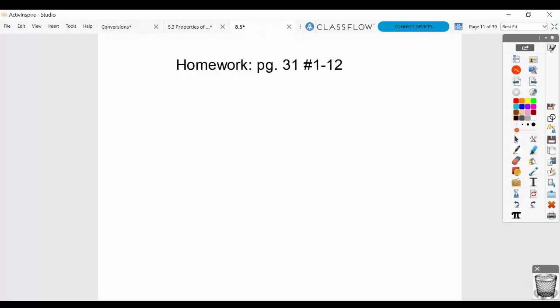So tonight's homework is going to be page 31, numbers 1 through 12.